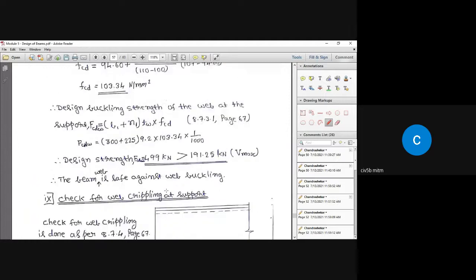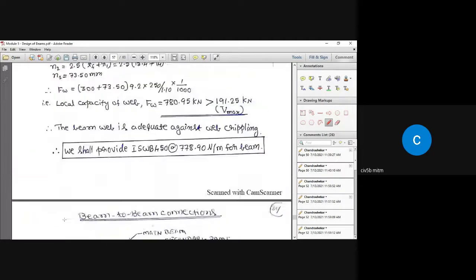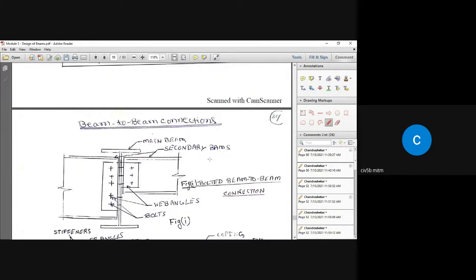Once that is done, finally, you are going to write this. So we shall provide whatever section we have selected. So you don't have to again solve any numerical problems. Instead, you simply write the steps or write the procedure. Okay. So with that, we are coming to an end for the design of laterally supported and laterally unsupported beams.